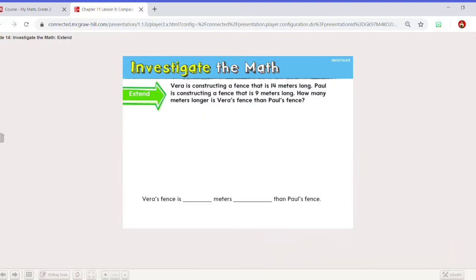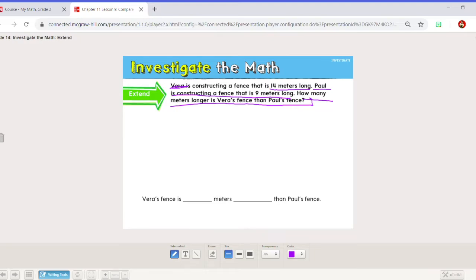All right. So here's another word problem where we're going to have to pull out that information to help us solve. I always, again, suggest using a picture. I like to draw pictures to help me with my math. Vera is constructing a fence that is 14 meters long. I'm going to underline Vera. Paul is constructing a fence that is 9 meters long. How many meters longer is Vera's fence than Paul's?